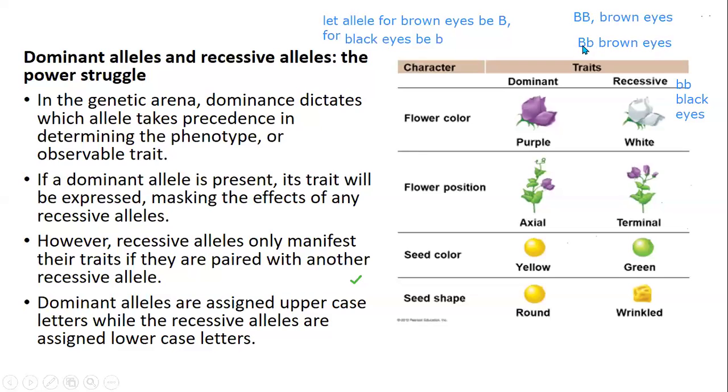Now look at this example here. We have capital B, small b. You would expect that at least the small b will try to express itself. But the mere presence of this capital B will mask the effect of the small b. So the eye color turns out to be brown. Okay, so that is what dominant and recessive is all about. The dominant allele always expresses itself when present, whether singly or doubly. But recessive alleles can only express themselves when they appear doubly, with identical alleles.